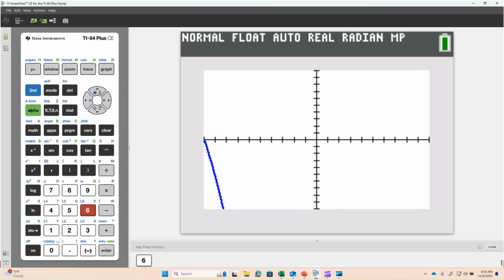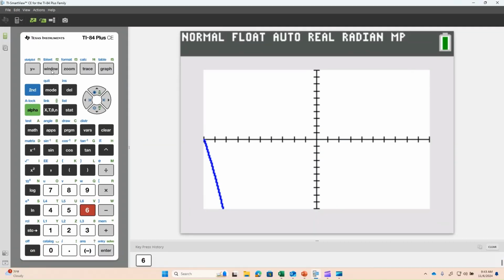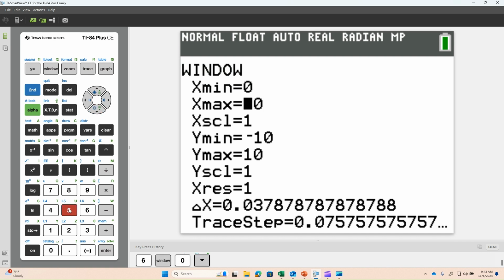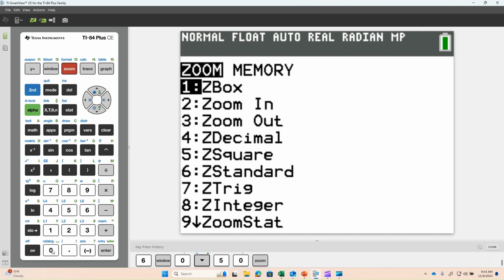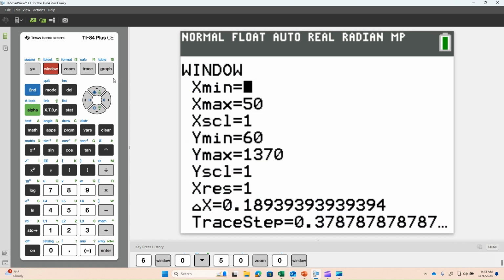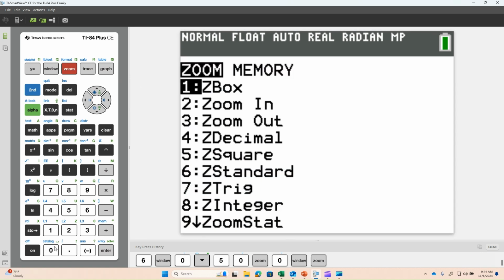Because what I can do, knowing that information, is go to my window and basically graph it from the x min of 0 to the x max of 50. And then I can do a zoom fit based on that restriction, and it gives me a pretty decent looking graph. Okay, so I took the restriction from 0 to 50, I put that in my window here at my x min and my x max, and then I did a zoom fit.